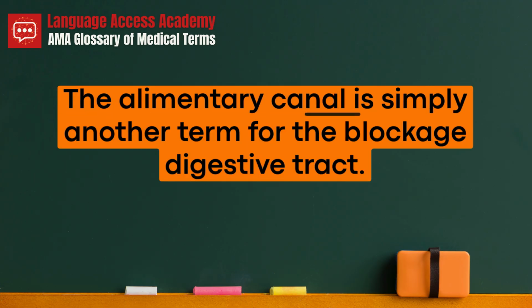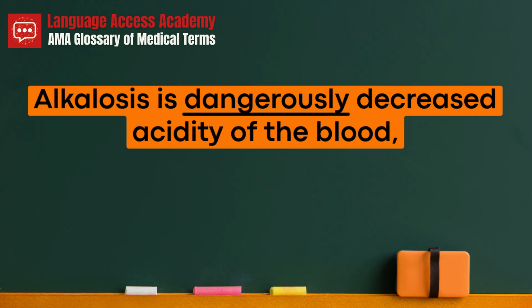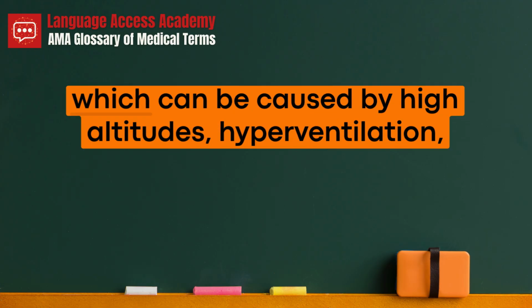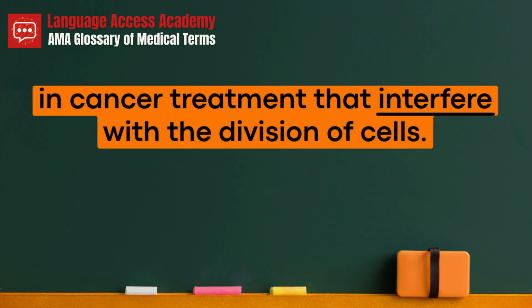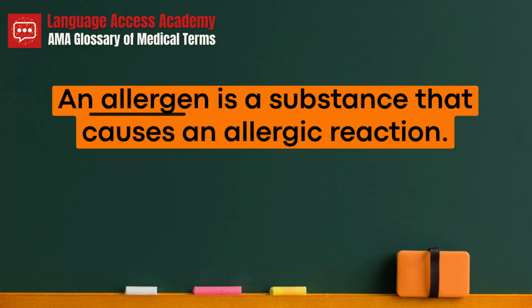The alimentary canal is simply another term for the digestive tract. Alkalosis is dangerously decreased acidity of the blood, which can be caused by high altitudes, hyperventilation, and excessive vomiting. In oncology, alkylating agents are substances used in cancer treatment that interfere with the division of cells. An allergen is a substance that causes an allergic reaction.